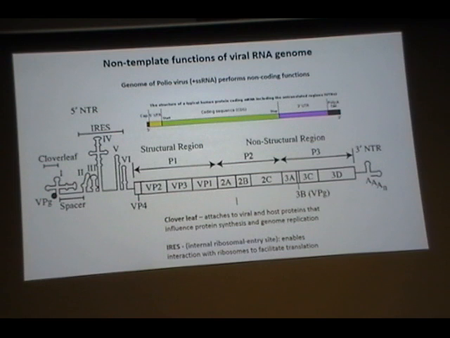And then cloverleaf structures can also interact with proteins, host proteins as well as viral proteins, and this can also facilitate either translation or transcription of the viral template. So non-template functions of RNA genomes can be important, particularly in these RNA viruses.